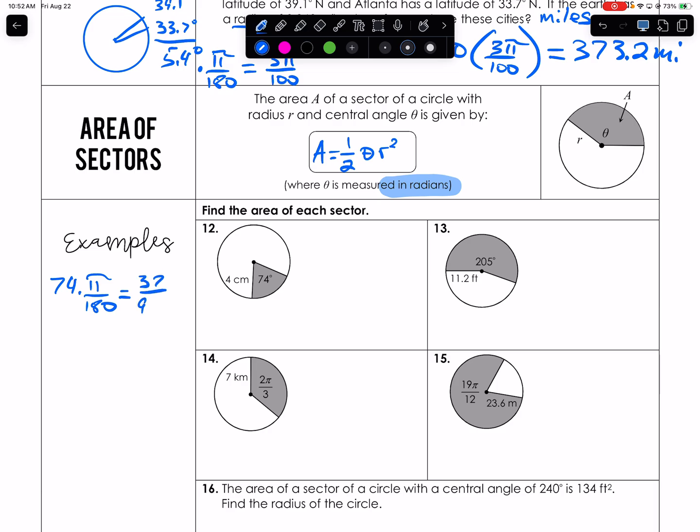Because they're just both even, so it's got to be 37 pi over 90. And then we can plug it in. I personally would plug in using 0.5 instead of 1/2 just because it's easier in the calculator. So 0.5 times 37 pi over 90 times the radius squared, which is 4 squared for this problem. And plug that. I plugged the whole thing in the calculator.